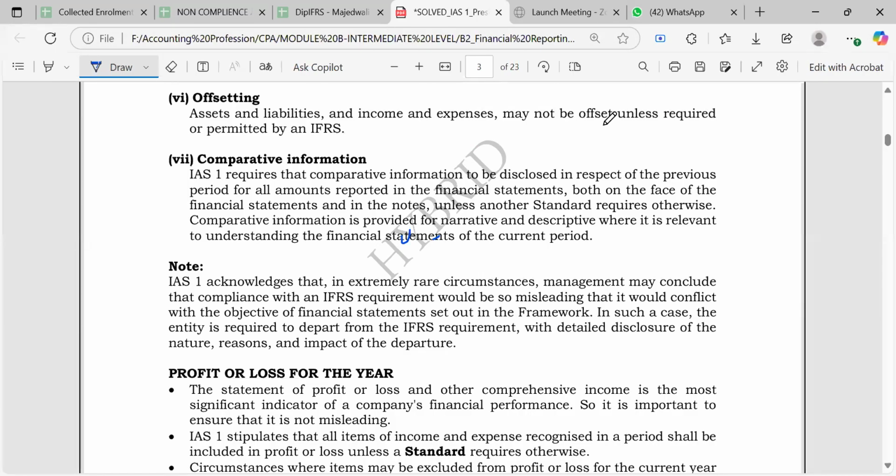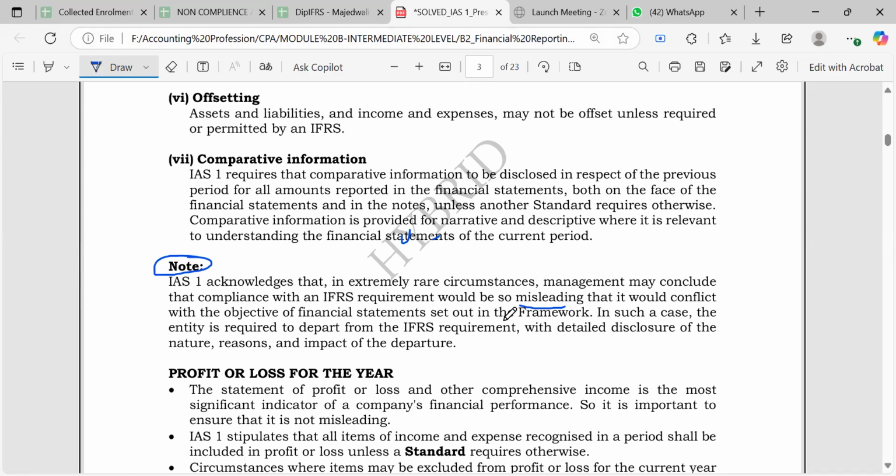Yes. So you can see here we have the note, right? Look, you have this note, you are saying, IAS 1 acknowledges that in extremely rare circumstances, management may conclude that compliance with IFRS requirements would be so misleading. You know, there are those situations, right? You try to comply as much as possible, but you find that this one is misleading, in such a way that it would conflict with the objective of financial statements set out in the framework.